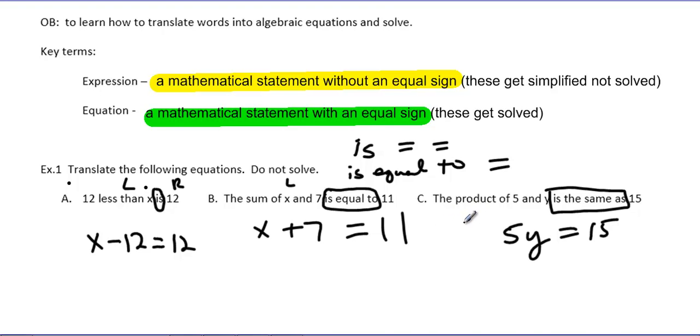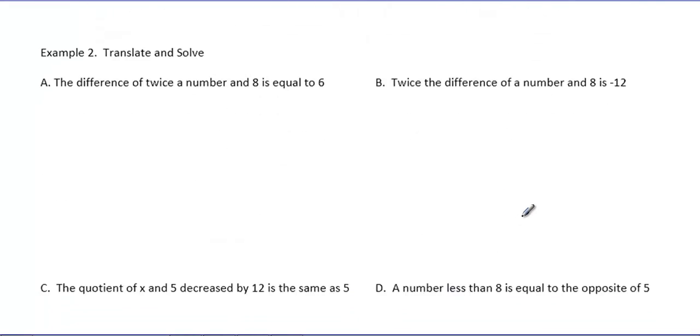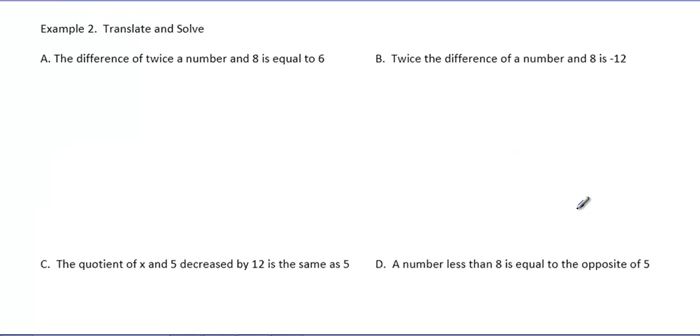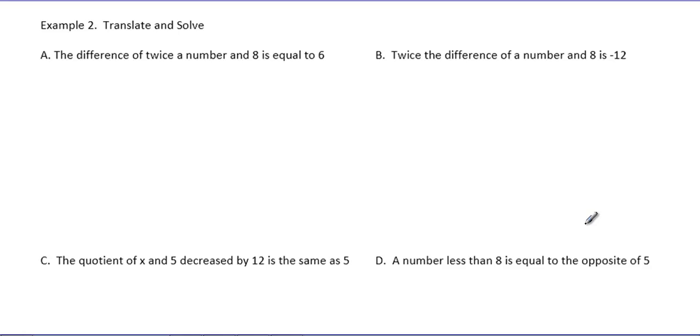Let's go ahead and move on to this last set of problems here where we're going to be asked to translate and solve. Looking at A, I have the difference, which means subtraction, of twice a number, which looks like this, and 8 is equal to 6. Again, here's my is part. The left stuff stays on the left, the right stuff stays on the right.